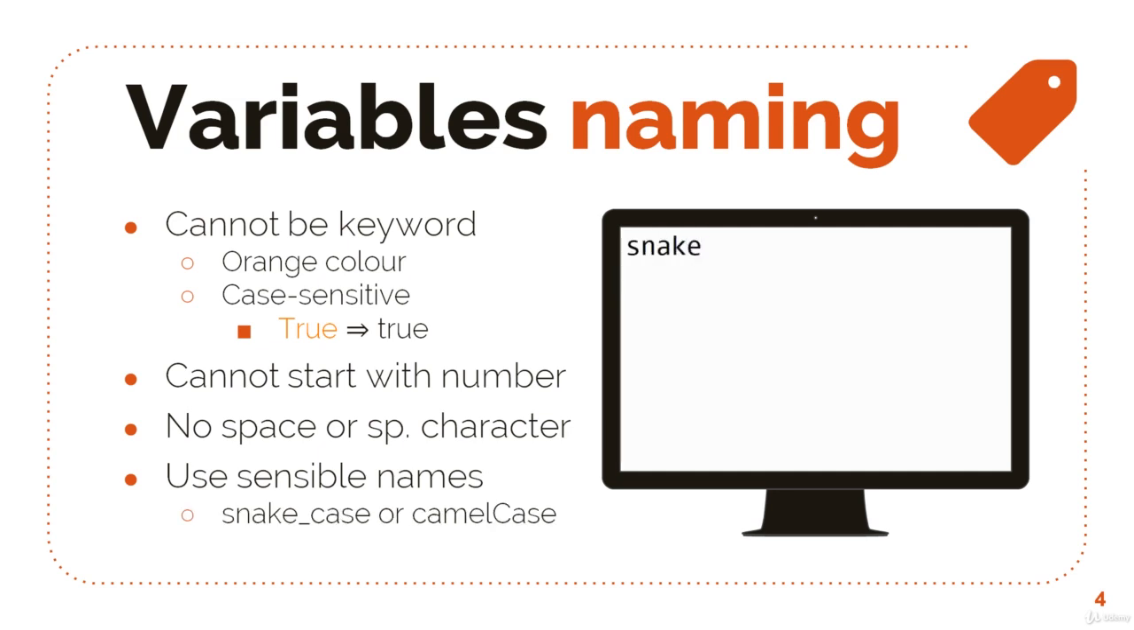The guideline style for variable names is to write it all lowercase, with the words separated by underscores. This is known as snake case. Another popular style is to use camel case, where the first word is in lowercase and the following words start with a capital letter. The main thing is you should pick one and be consistent with it.